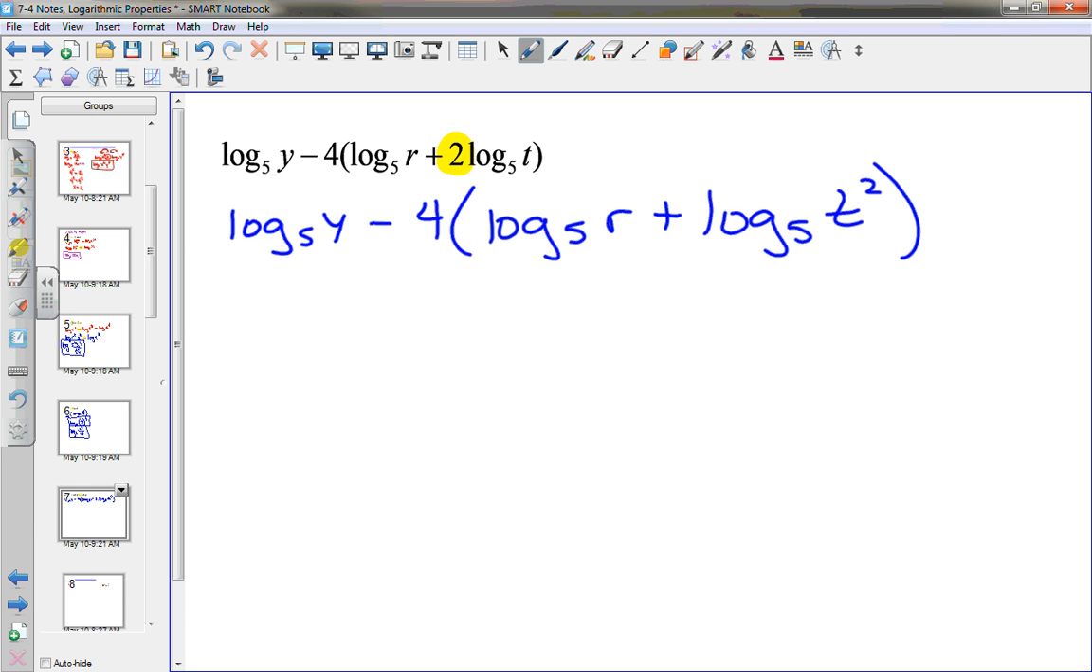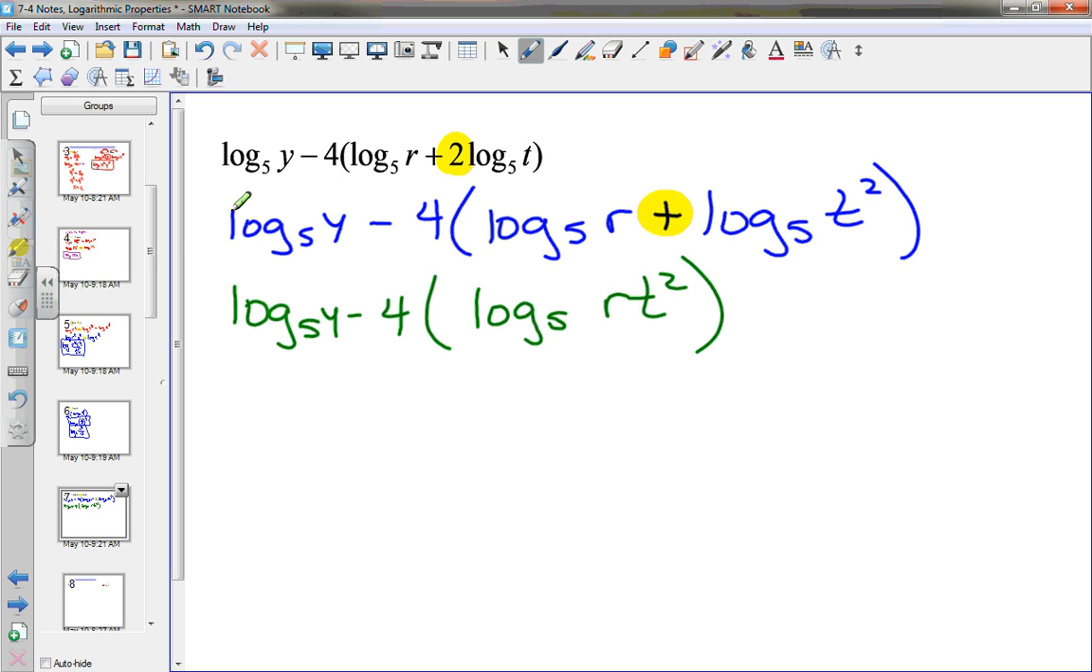Okay. Now, if I'm in the parentheses, what am I doing? How are they attached inside the parentheses? By addition, and in log world, that is multiplication. So log base 5 of y minus 4 times the log base 5 of r times t squared. Now what happens? The 4 is going to go as a power.